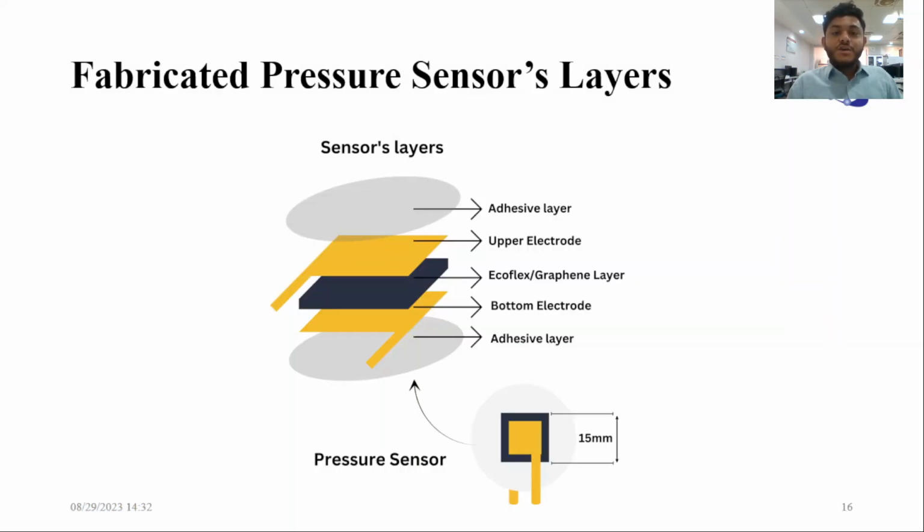So this figure tells the layers of our fabricated pressure sensor. At the top is the adhesive layer, and then we have the upper electrode, and then the EcoFlex and graphene layer, then the bottom electrode, and then the adhesive layer, and then we have our fabricated pressure sensor.